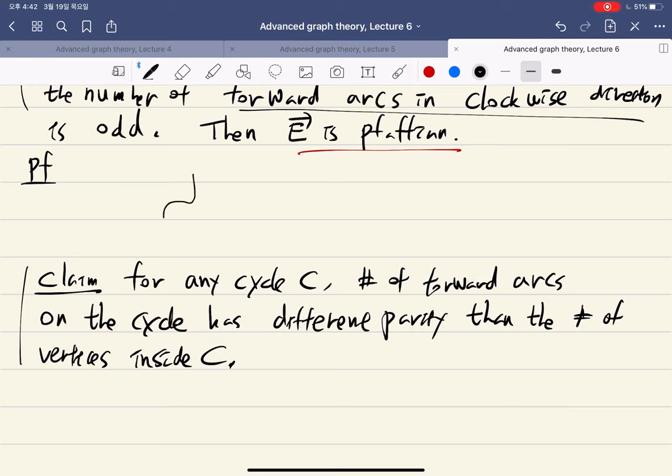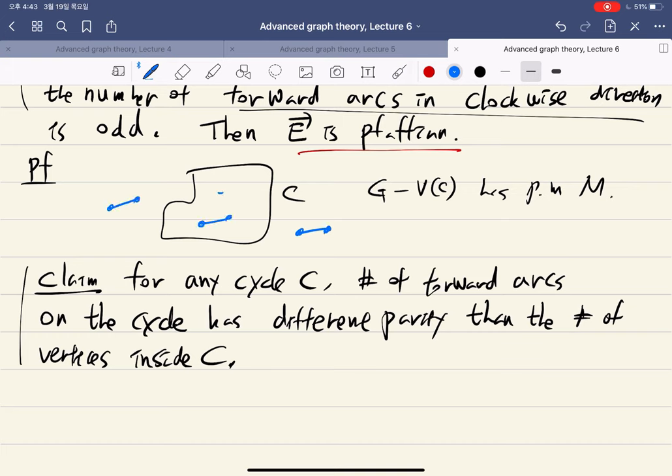So if you have a C in planar graph, arbitrary cycle, and if you know G minus vertices of C has a perfect matching M, then M matches the vertices outside of C, not having the vertices in C. But with this given plane embedding, C bounds a region by the Jordan curve theorem. So there is no way that the matching M connects two vertices, one inside and one outside. So in M, there are edges where both endpoints are either both inside C or both outside C. That means the number of vertices inside C must be even.